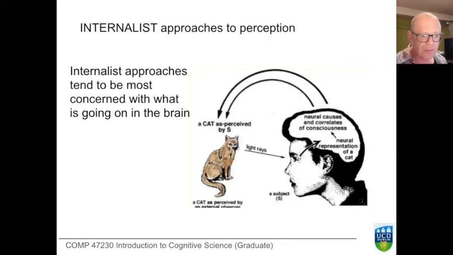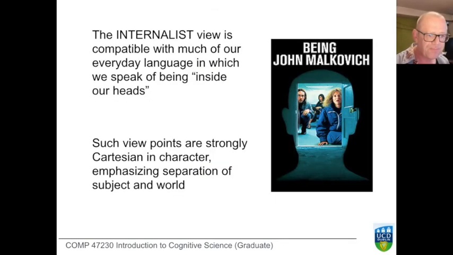On internalist approaches, we get this kind of picture, in which a cat is seen because light bounces off the cat, which causes some kind of neural activity, which correlates with conscious awareness of the cat. And so this is strongly, strongly neurocentric. It's all concerned with what's going on in the brain. And to this extent, these theories are quite compatible with our everyday way of talking about ourselves. They have come to occupy a very important place in our folk epistemology.